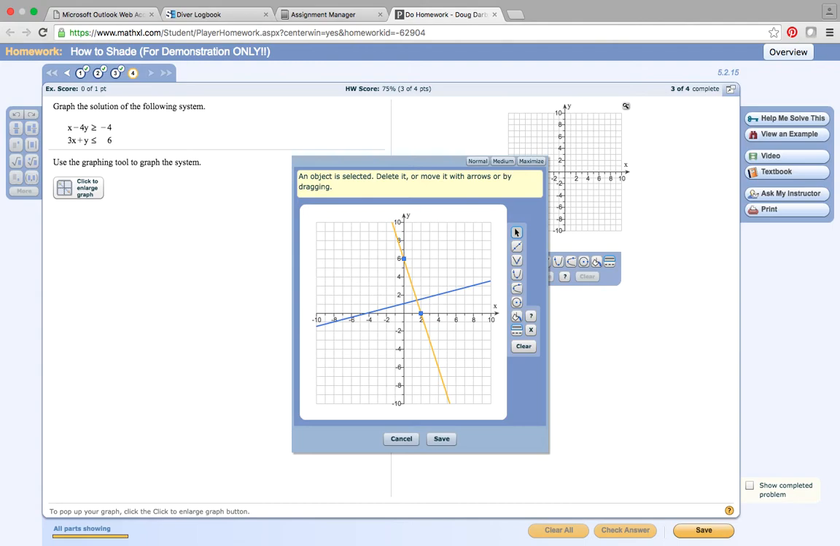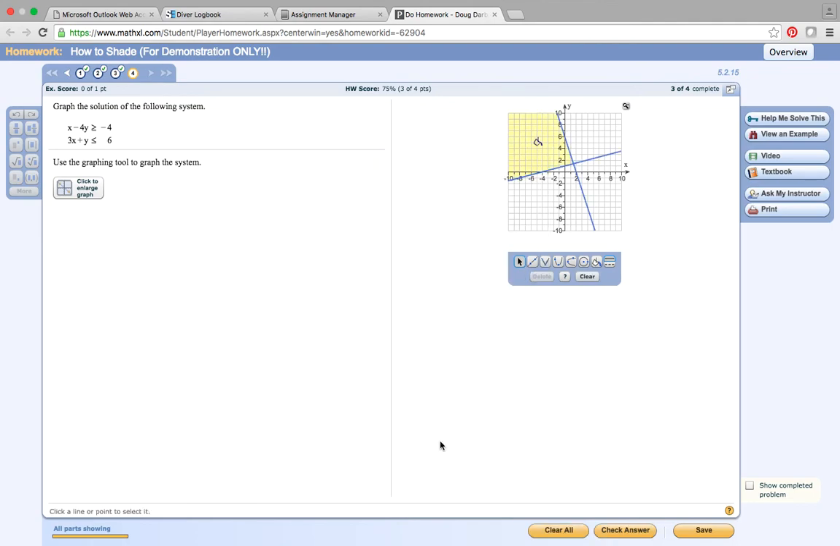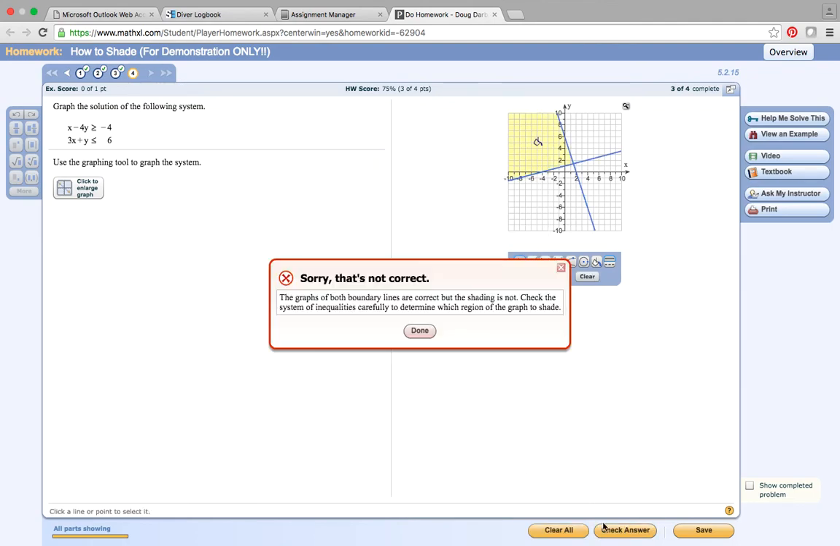Now I have to determine which part is the solution. Well, if I look at my first equation, it's greater than, so I'm thinking all the area above the blue line. This, I'm looking at all the area to the left of the yellow line. So the solution of that would be this quadrant right there. So I'm going to select this, and I'm going to save it. I'm going to check the answer. It's not correct. Okay, now, why not?